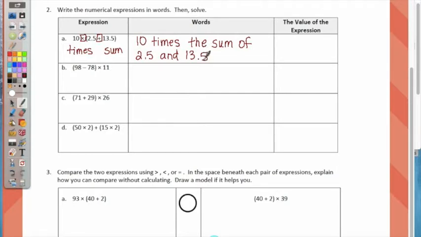Now the value of the expression means we get to solve it, finally. So if I solve this one, what's my first step, Jesus? Would I multiply times 10 first or add first? Add first. So 2.5 plus 13.5. You can write it down like this if you want, and add it up that way.